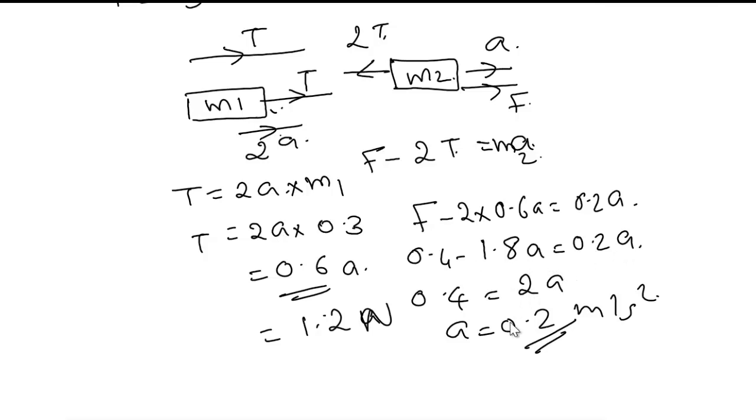Coming to this side, 2A. Acceleration I got it as 0.2 meter per second square. Here they asked us to find out the acceleration which is acting on M2. So, M2 we are getting an acceleration of 0.2, and what is the tension which is acting between the pulley and M2? Tension which is acting between pulley and M2 is 2T. So, here 2T will be equal to 1.2 into 2, 2.4. 2.4 Newton will be the tension which is acting over here. Clear?